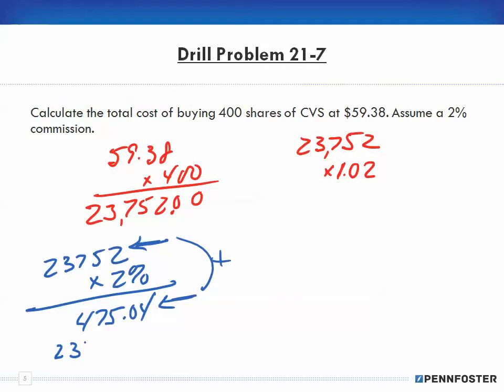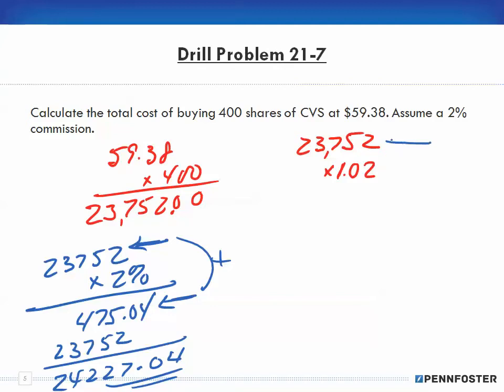So I add the 23,752 to this, and I end up with $24,227.04 as my total cost. Okay, but notice what I just did. It took me a bunch more steps. I multiplied by 2%, then I had to add back in order to get that number. But if I'm going to assume a 2% commission, we're adding the 2% over and above the price of the stock.